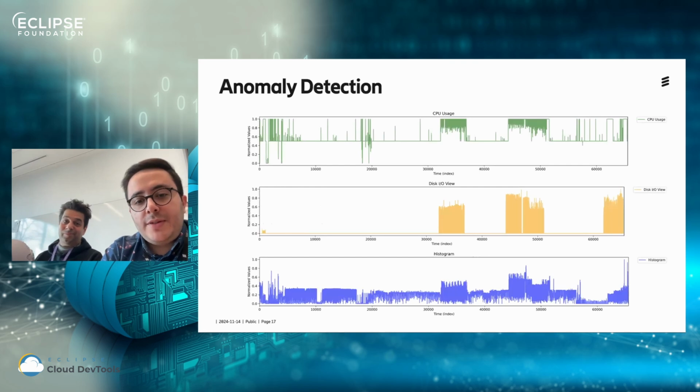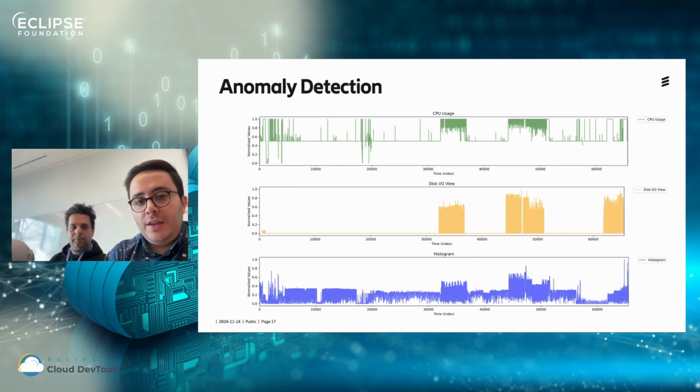So for instance, I have put some examples for you to see how it works. Consider that I have a trace, and inside that trace, I can get the CPU usage, the disk view, and also the histogram. I say histogram, you hear number of events: at this timestamp, this number of events has happened inside the system.